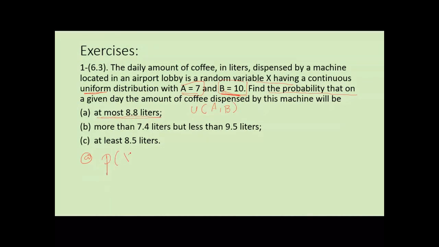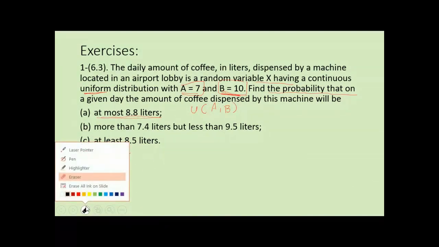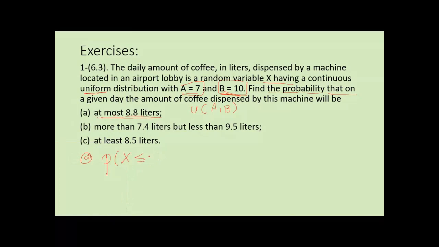Probability of X greater than, no, it's not greater than. It is less than or equal to; if you ignore the equality, nothing will happen in this case, because this is a continuous distribution. Probability of x less than or equal to 8.8 liters. This is the meaning of at most, for question number A. So it can be anything lesser than 8.8, but you cannot get less than 7, because the uniform distribution is valid only between 7 and 10. So your lower limit is 7.